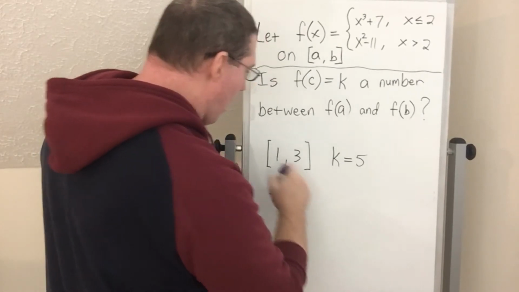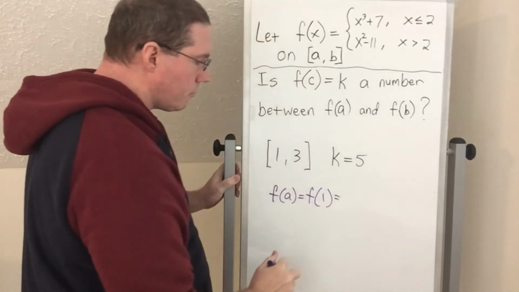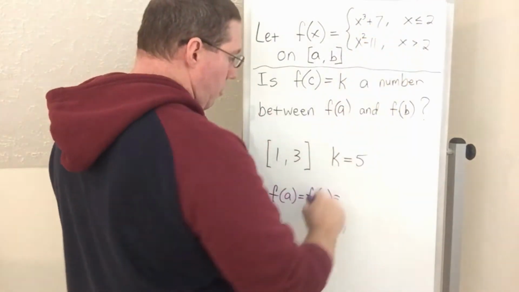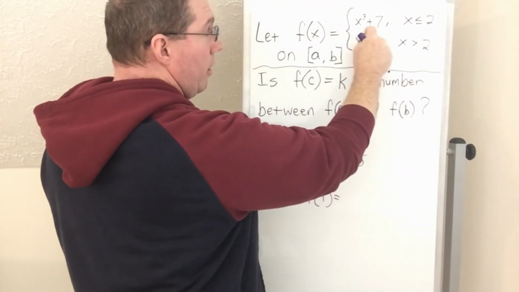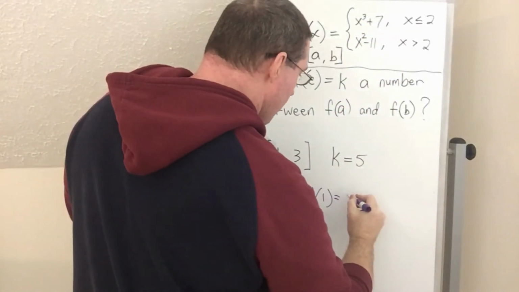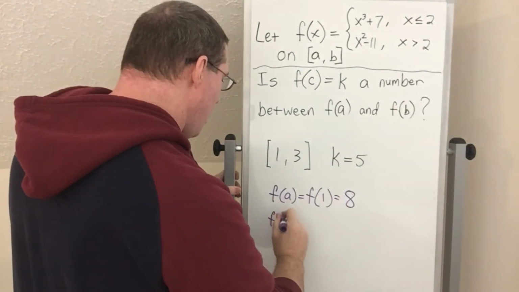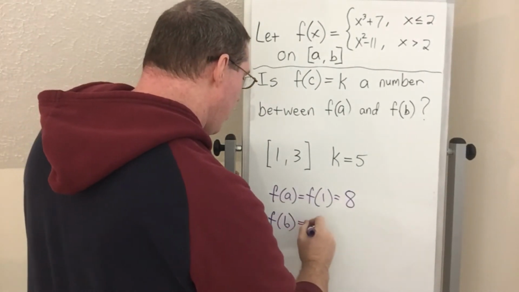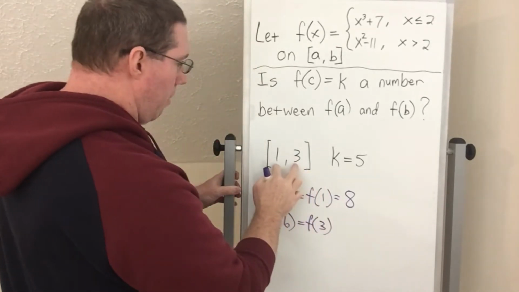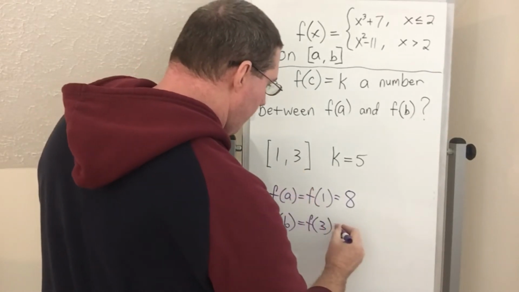F of a, since a is 1, f of a is the same thing as f of 1. And to find f of 1, we're going to have to plug 1 into the function. Now, 1 is less than 2, so we've got to plug it into this top part. 1 cubed is 1 plus 7 is 8. So f of 1 is 8. Done. Now we're going to do f of b, and that's equal to f of 3, right? Because in this particular problem, the end of the interval is 3, f of 3.